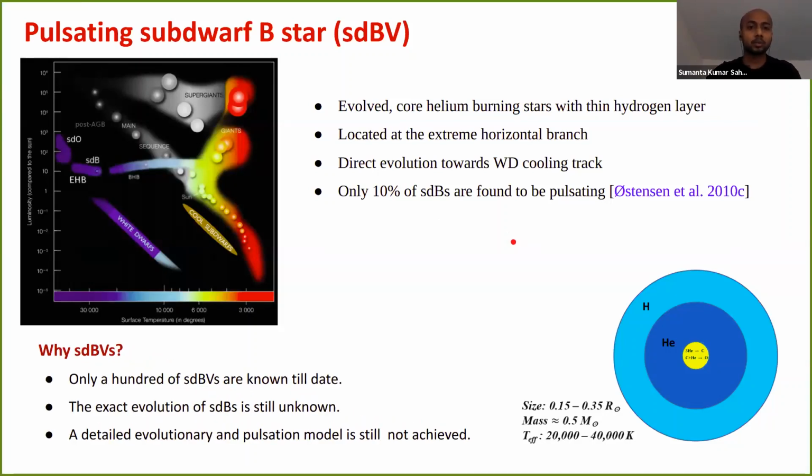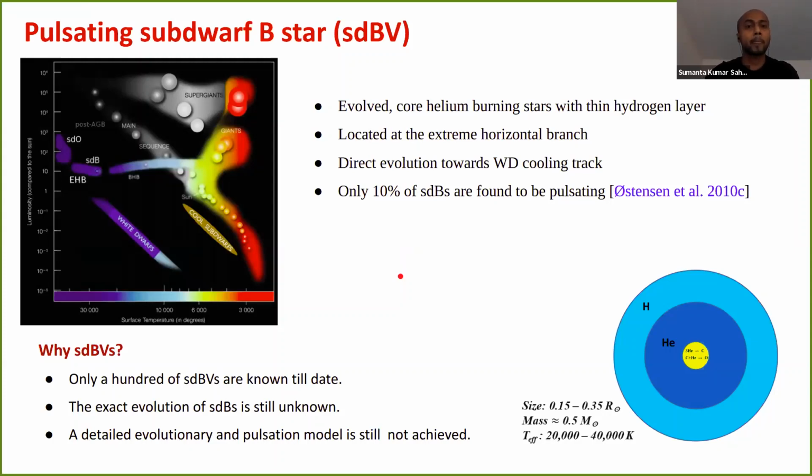So why do we need to study HDBVs? First of all, a very small number of variable HDB stars are known to date, so the first thing is to make a bigger sample size for better analysis. The evolutionary process of HDBs is still not well known, and we need better evolutionary or pulsation models for this purpose.